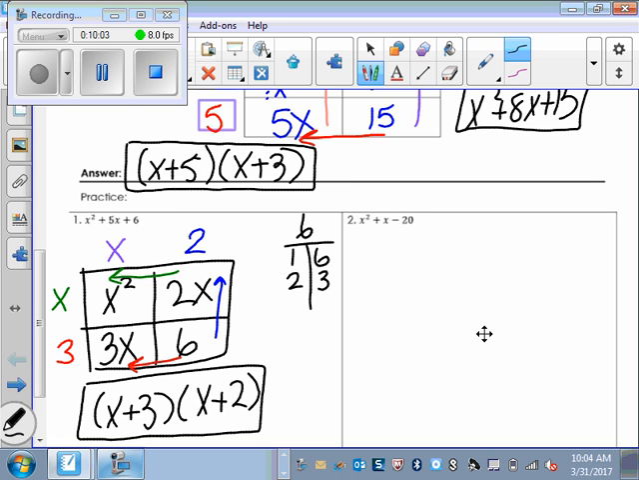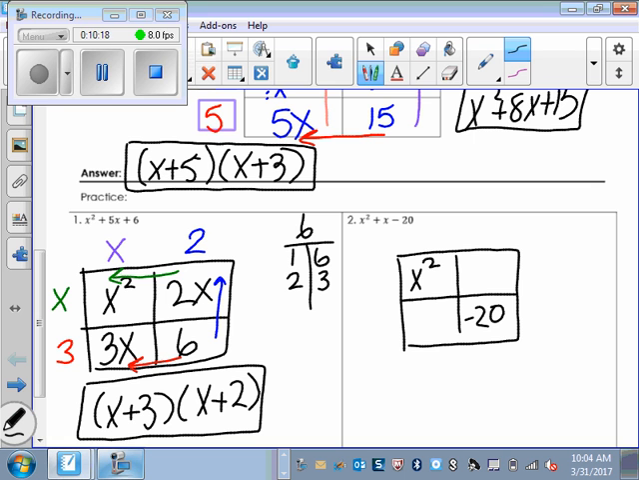So we're going to draw our box first. I'm going to put my 2 numbers that I already know: x squared goes in the top left box, and then I have negative 20. It's very important that you don't just put 20, you have to put negative 20 because that number value is negative. So then we need to multiply 1 times negative 20, which gives you negative 20.